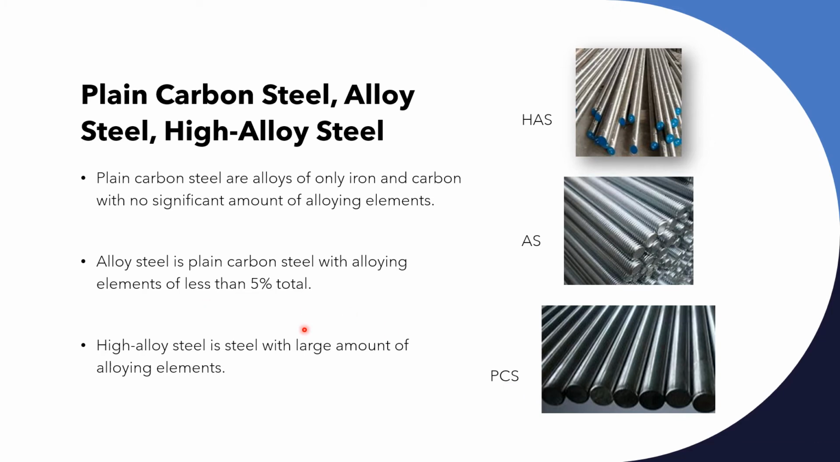Alloy steel is where we add alloying elements, less than 5% in total, right? Add that, and we call it alloy steel. What's in it depends on what alloy that is. High alloy steel has a large amount of alloying elements, definitely more than 5%.